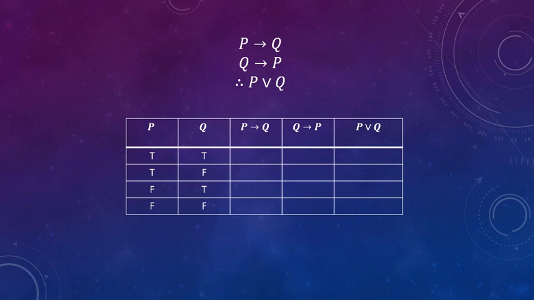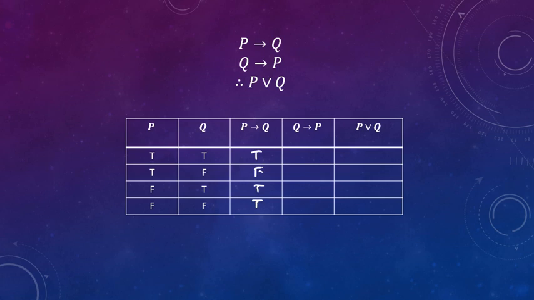So P implies Q. Thinking back to our truth table for the conditional, a true implying a true gives me a true. A true implying a false gives me a false. A false implying a true gives me a true. And then a false implying a false gives me true.